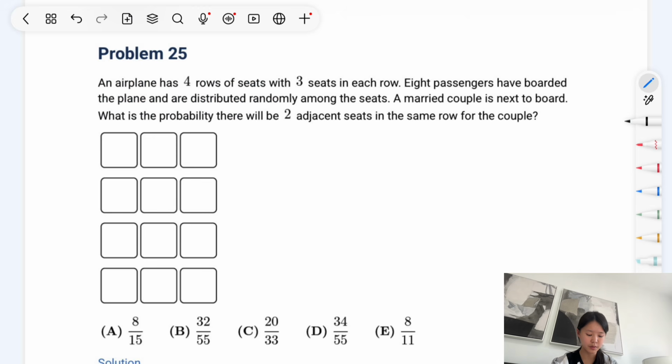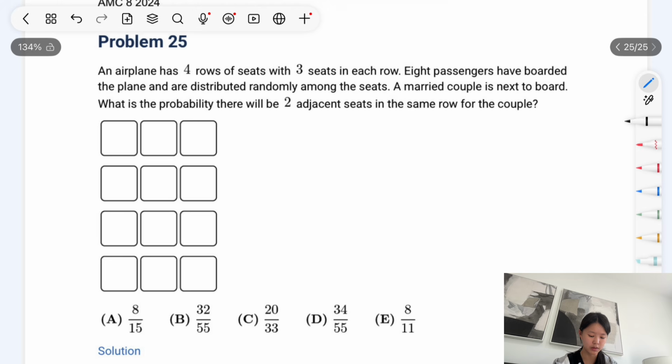Okay, problem 25. An airplane has 4 rows of seats. We have 3 seats in each row. 8 passengers have boarded the plane and are distributed randomly among the seats. A married couple is next to board. What is the probability that there will be 2 adjacent seats in the same row for the couple?